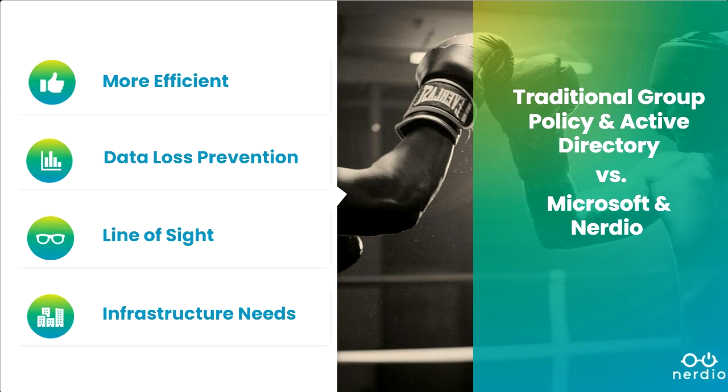And then again, without line of sight, kind of goes that infrastructure needs piece. So because we no longer need line of sight, we likely no longer need the actual hardware that the DC is running on, the patching, all of the DR considerations that might come with that. So again, traditional group policy and Active Directory no longer needs that line of sight to a domain controller, and therefore no longer needs the infrastructure along with it.